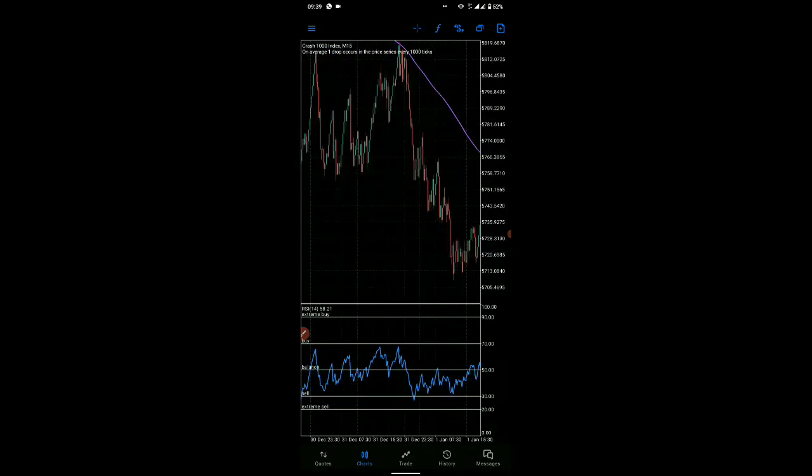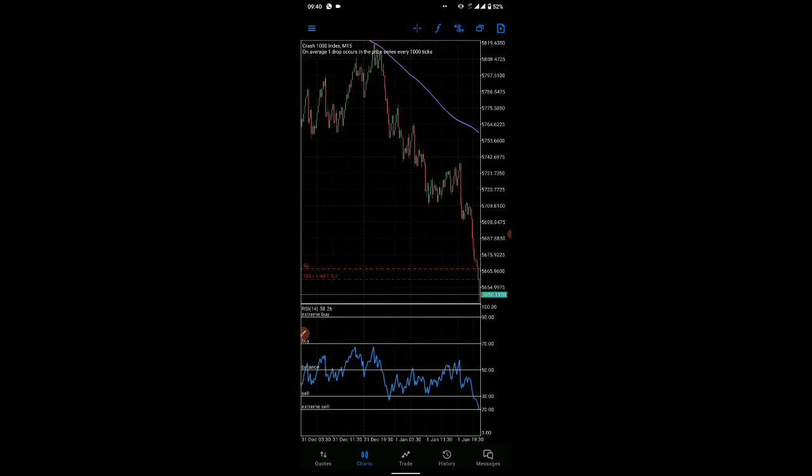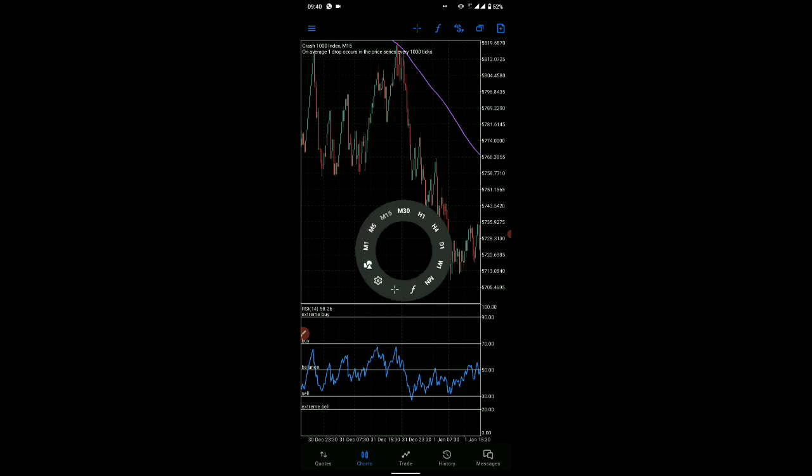Now note, this strategy is only for catching spikes. We are trying to catch spikes in boom 500, crash 500, boom 1000, and crash 1000. So in crash, we are looking out for an opportunity to sell. Now look at this.